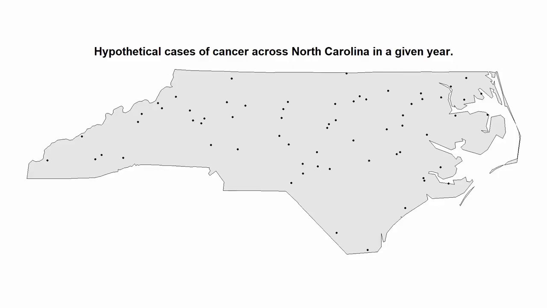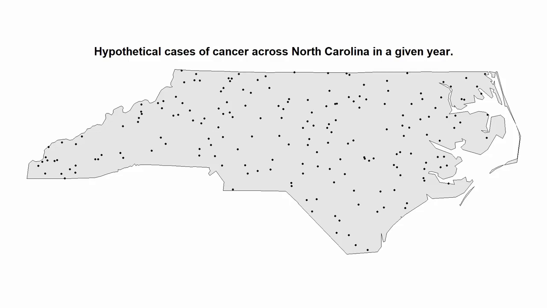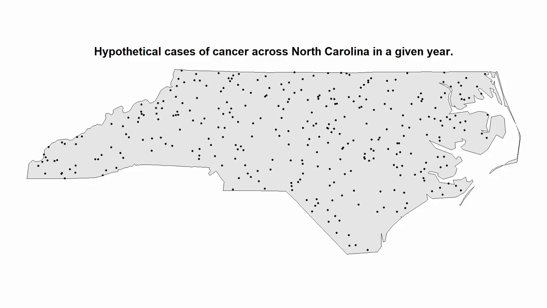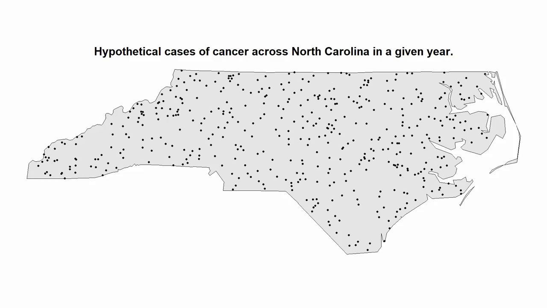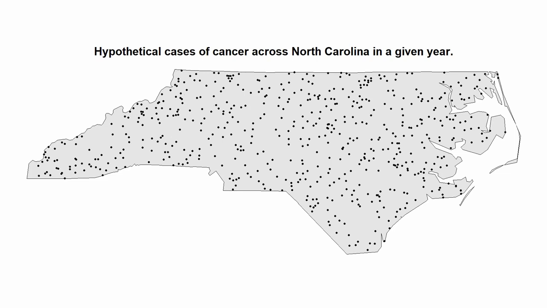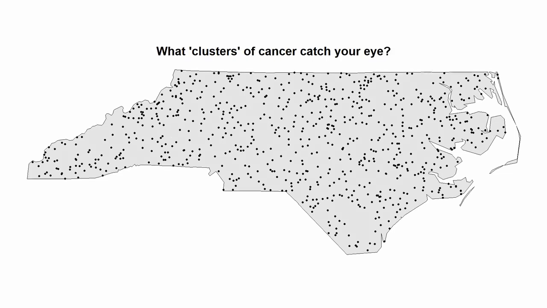Take the following example. Each black dot represents the location of someone reporting a new cancer across the state of North Carolina, and citizens are worried that the cancer may be caused by some unknown exposure. Looking at the data, do any clusters of disease jump out at you?